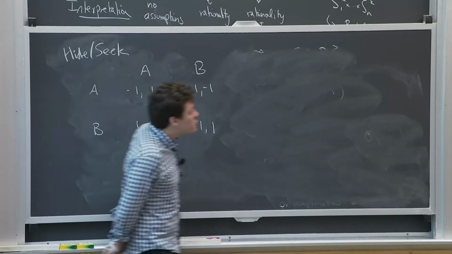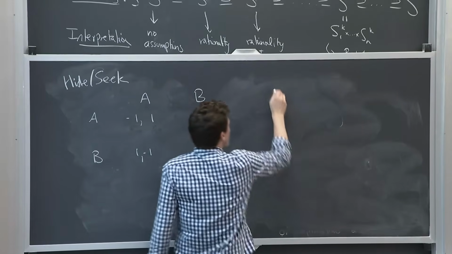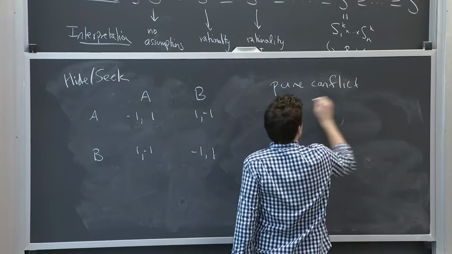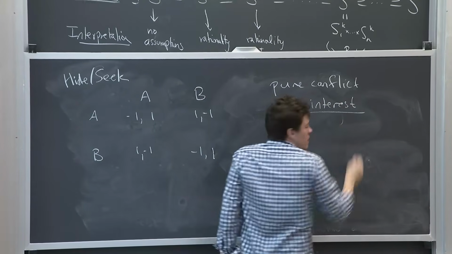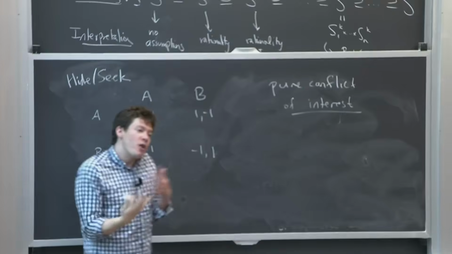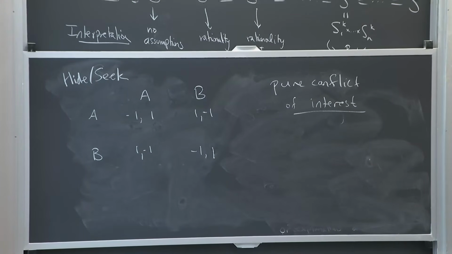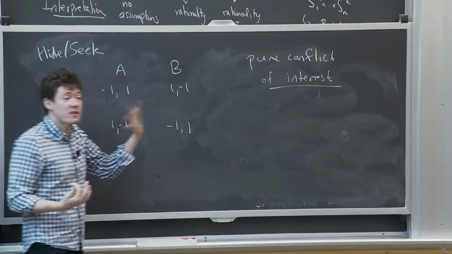So notice a difference between this game and the game we discussed before. This is a game of pure conflict of interest. In the Boston game, there were both. There was some conflict of interest because one person liked the Red Sox and one person liked the Celtics. But there was also some common interest because they both liked each other's company and they wanted to be together. Here, it's purely a conflict of interest.